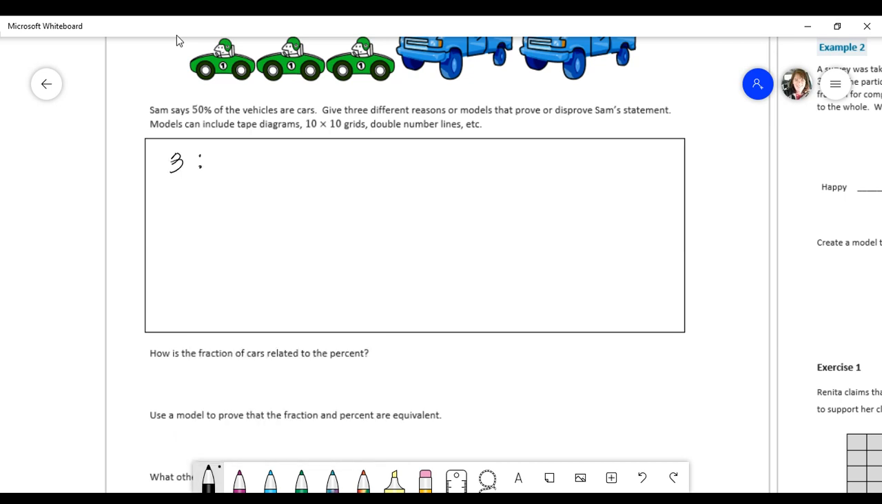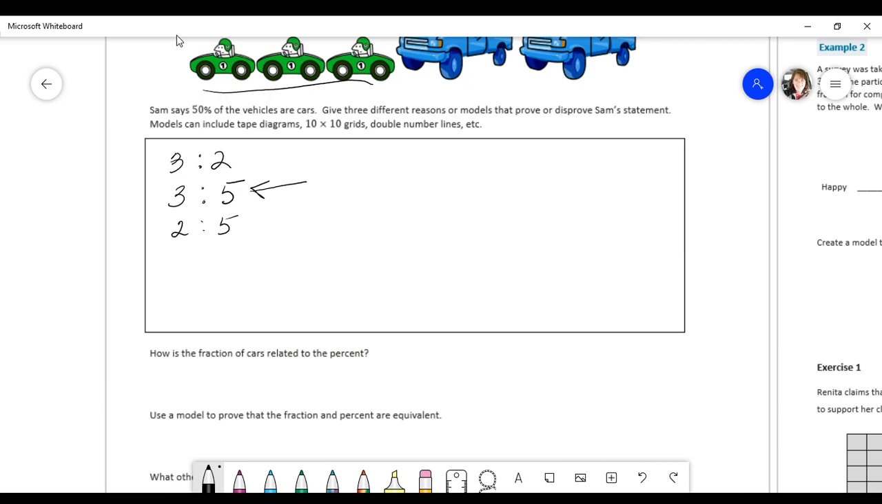3 cars to 2 trucks. Okay, 3 cars to 2 trucks. I could also do, well, there are 3 cars out of 5 vehicles. Which one of those is going to be more helpful to us? Yeah, probably this one, okay, because we're looking at cars. If we wanted to do the ratio of trucks, it would be 2 trucks out of the 5 vehicles.